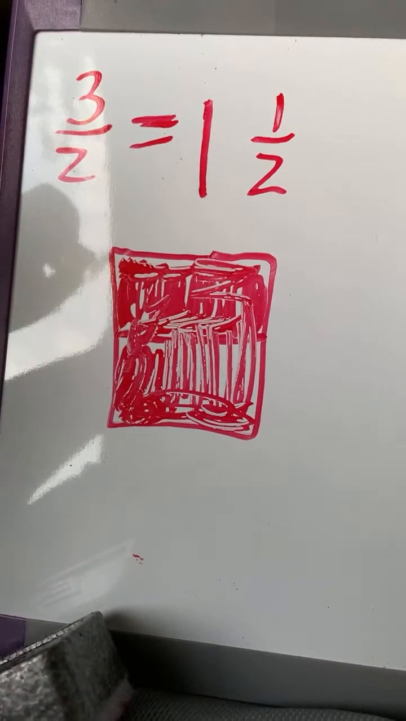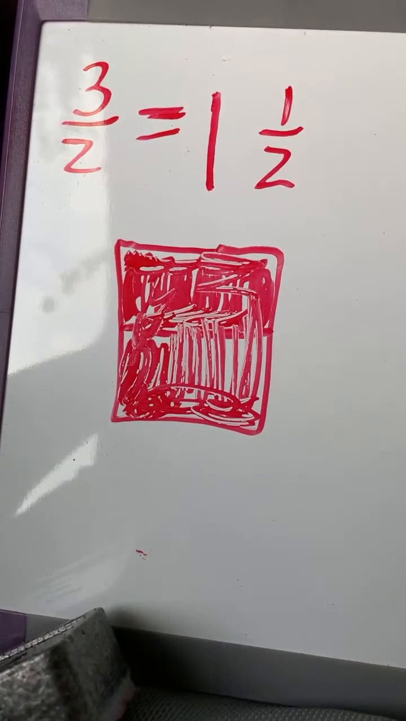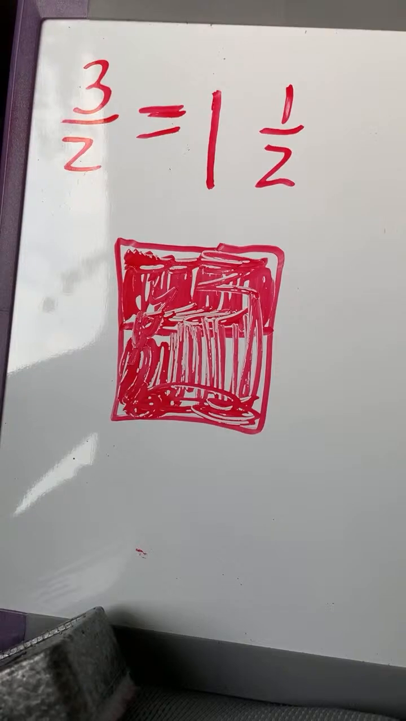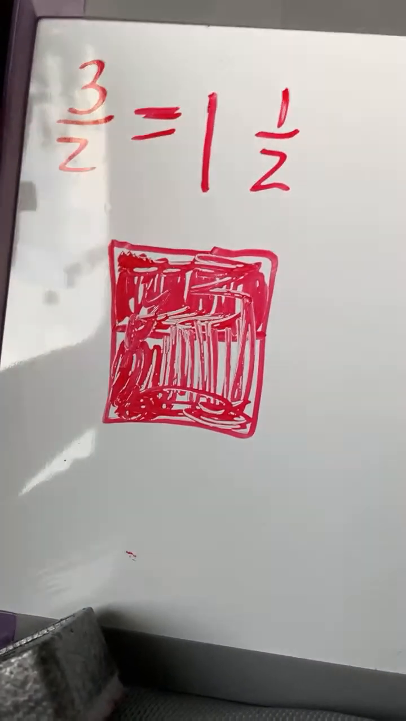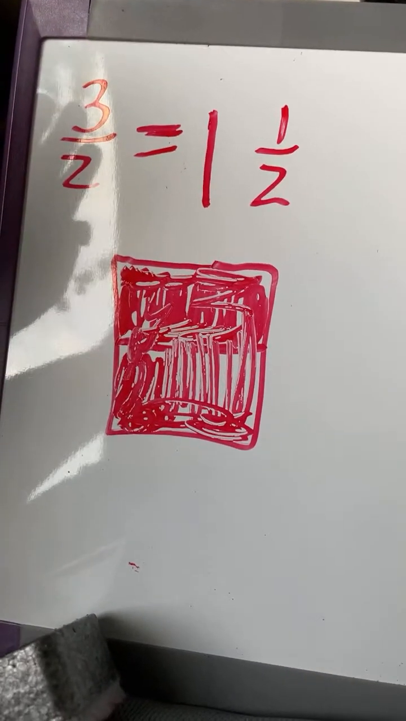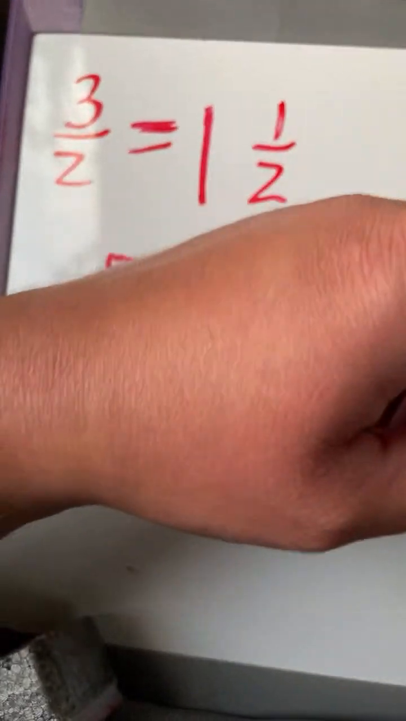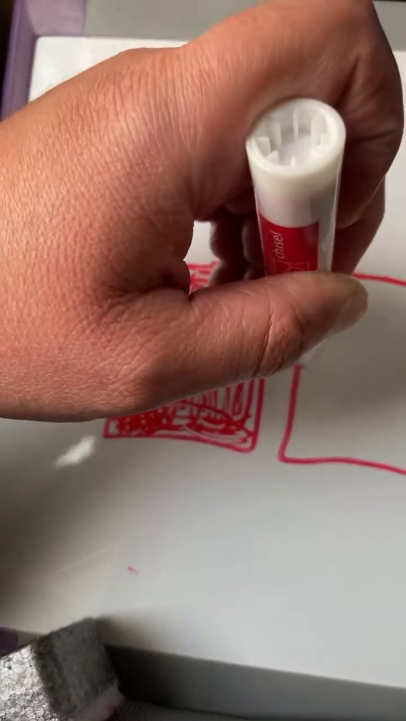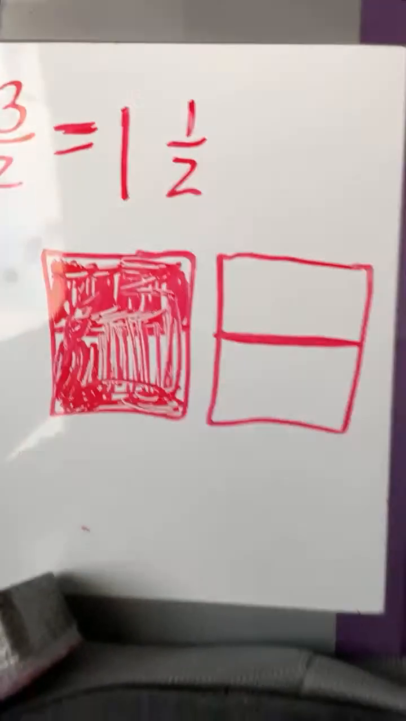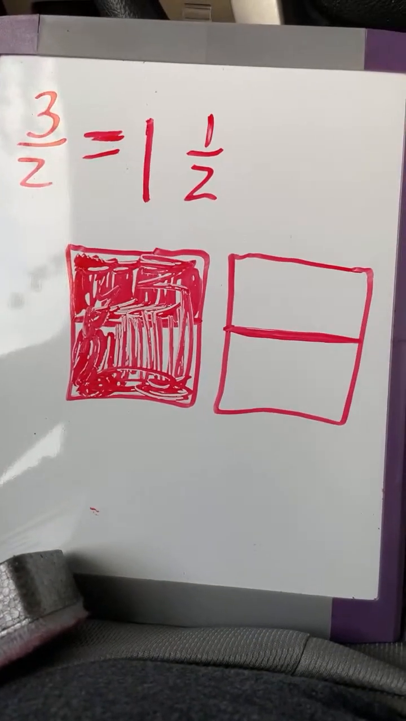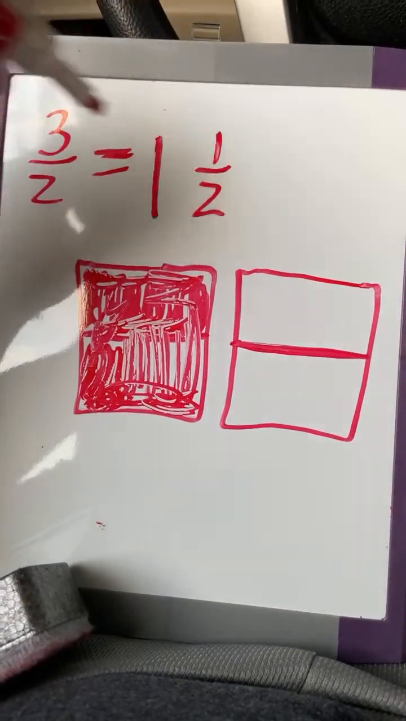So that means that we would need to make another square. All right, keep listening. I'm gonna get you unconfused. So we make another square with 2 equal parts, and we have to shade in one of those parts.